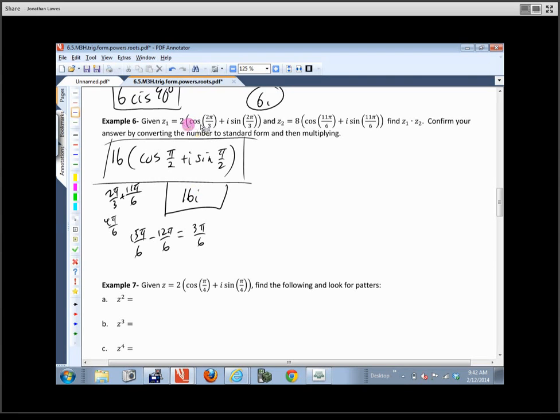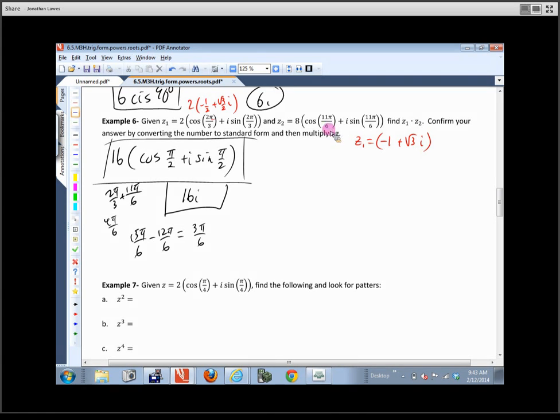Okay, so let's take this one and convert this into standard form, so I'm going to change colors, and see how much work we'd have to do if we were going to do this the other way. So 2 pi thirds, cosine of 2 pi thirds, isn't that negative 1/2? Sine of 2 pi thirds, radical 3 over 2 i. And then if I multiply by 2, so if I've got the 2 out front, isn't Z1 going to be negative 1 plus radical 3 i? Isn't that what the first number is in standard form?